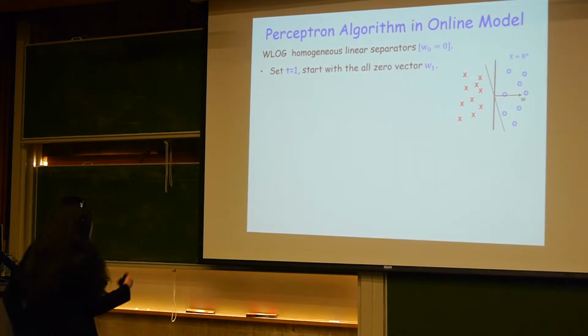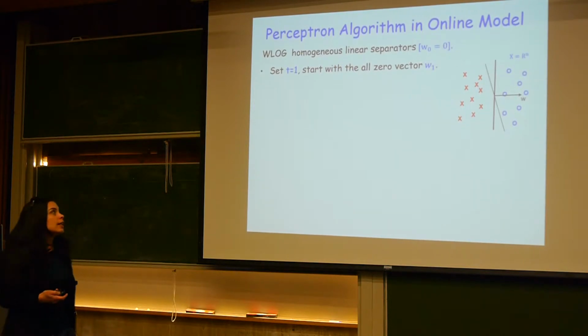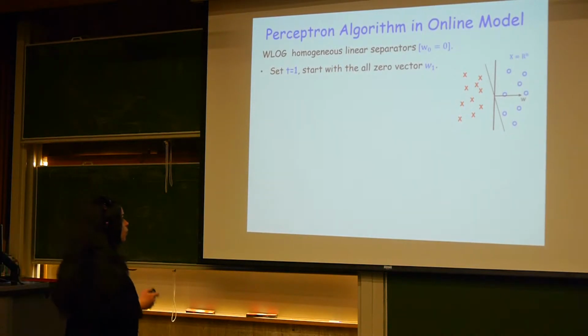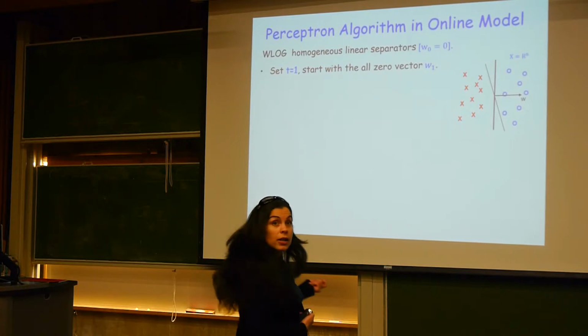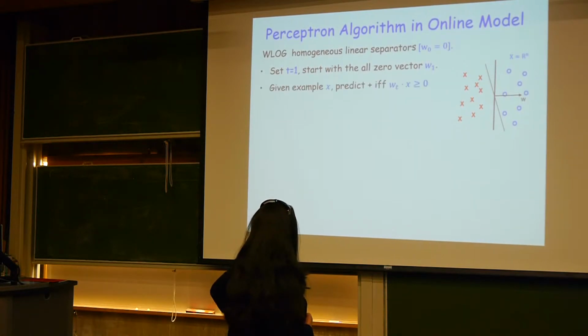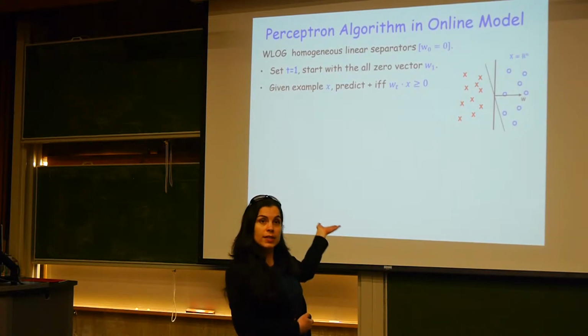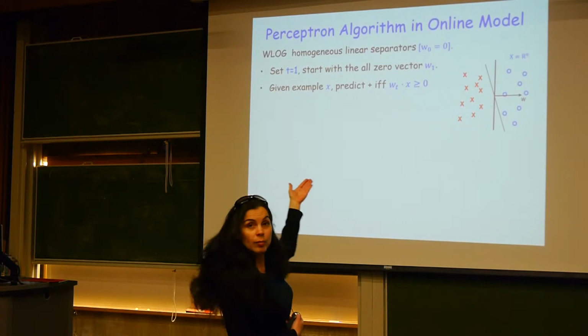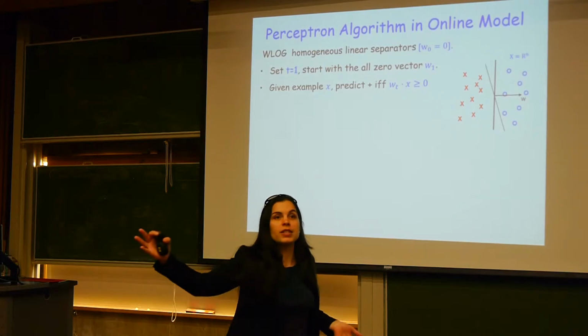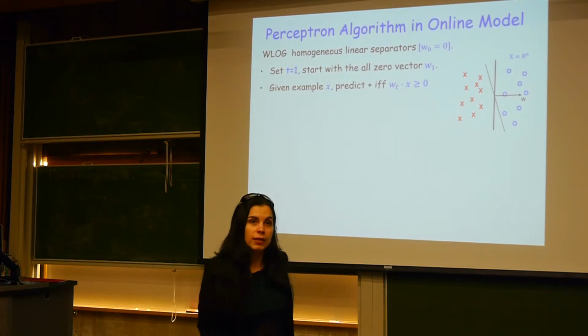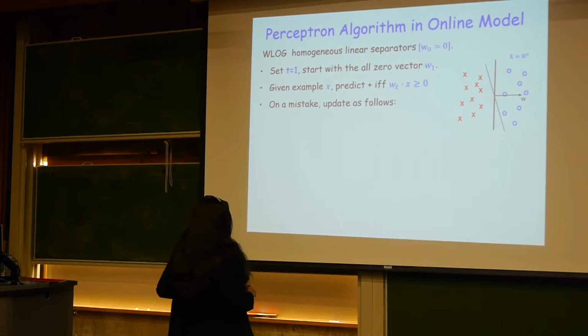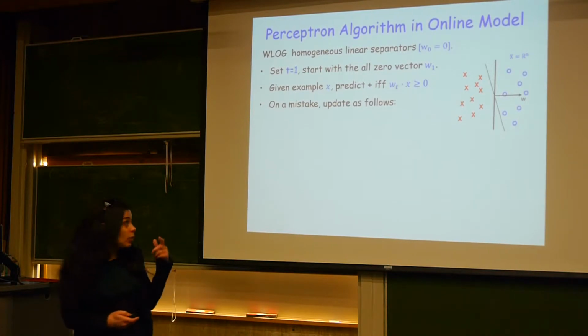And so this algorithm is really simple. It's a greedy algorithm. At each moment in time, we have a current guess for the target function. And we use that current guess to predict the label of a new example, right? So if a new example comes in, we just use the current guess to predict the label. If it's on the positive side of the separator, we predict positive, otherwise we predict negative, right? And then if we do make a mistake, we simply update as follows.